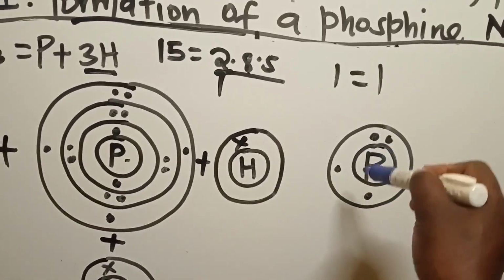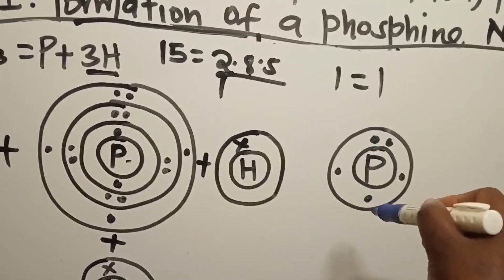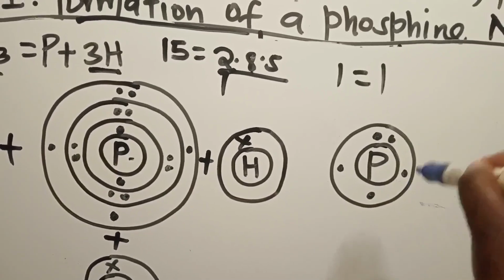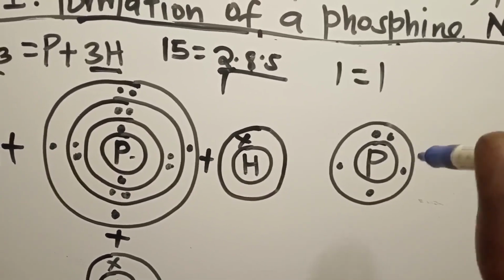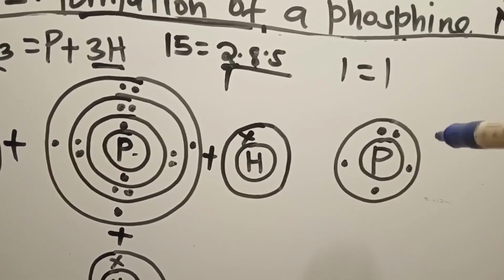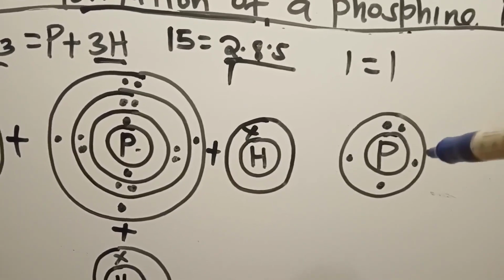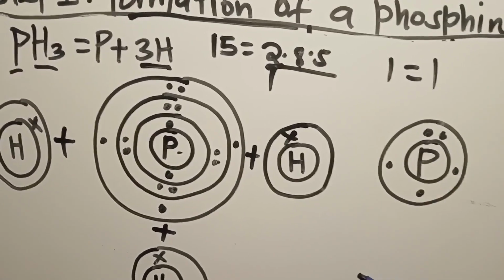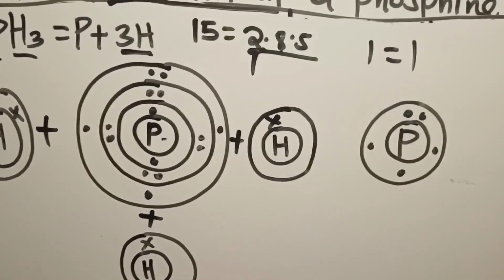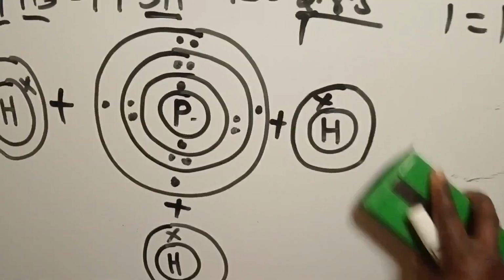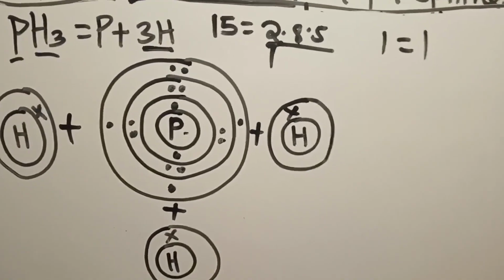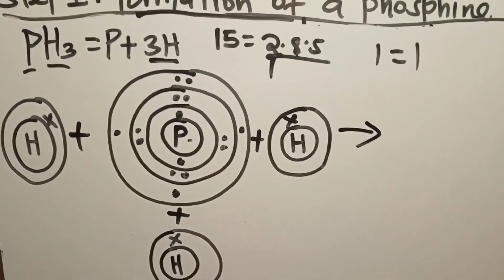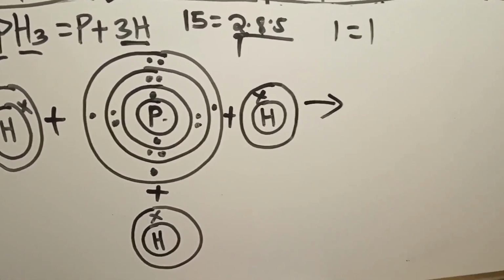So that is only when the question is specific that they want you to use the outermost energy level, or they say that you only indicate the valence electrons. Those are the electrons in the outermost energy level. For our case, it was not specific, and that is why I have taken my time to show you how all the energy levels will look like. So after the bonding has happened, then we go to the product side to show what has been formed.